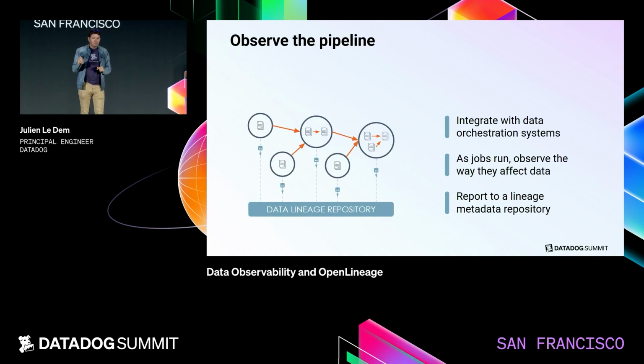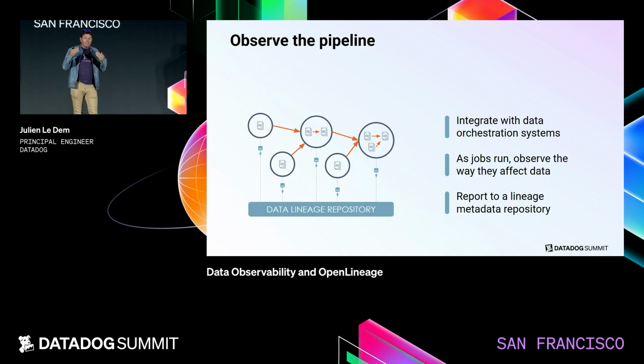The third way to do this is to observe the pipelines as they're running. And, spoiler alert, that's kind of the OpenLineage approach, right? We integrate with the data orchestration systems, and as the job runs, right, you can instrument the job and observe what's currently happening and get a lot of metadata that's related to what's happening at the moment.